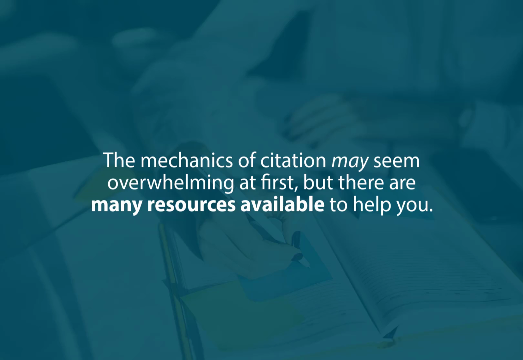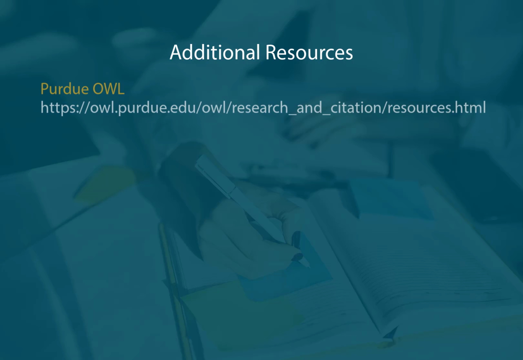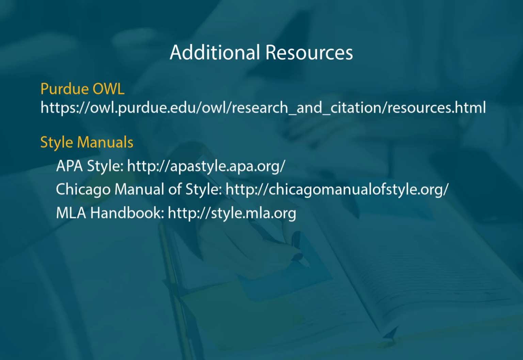The mechanics of citation may seem overwhelming at first, especially if you're learning a new citation style. Luckily, there are many resources available to help you. One great resource is Purdue OWL, the online writing lab. Purdue OWL is a great place to begin learning how a citation style works and how to use it in your papers. Another resource is the style manual itself.